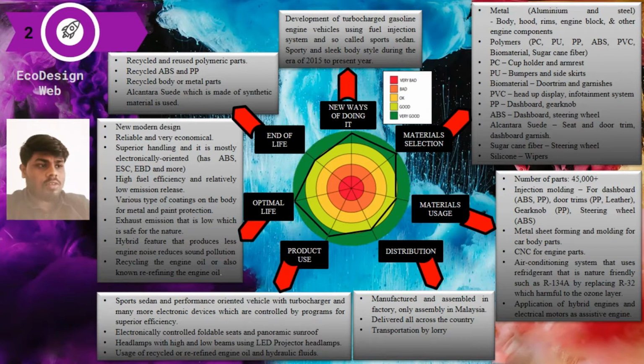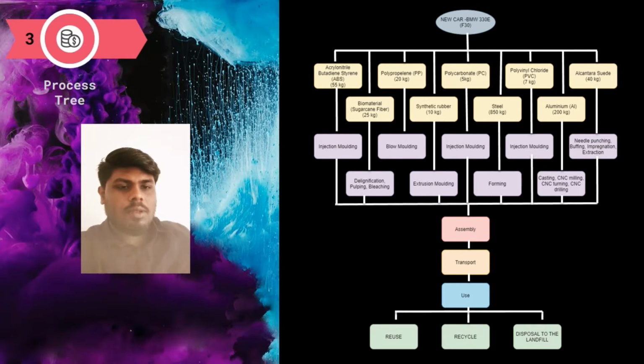Besides that, the choice of materials that BMW have chosen is considered sustainable because they have chosen materials like biomaterials, sugarcane fiber, recycled plastic, and many more. The third aspect will be process 3. In the first layer you can see some of the materials that BMW have chosen to achieve sustainability, and the second layer is the processes that were used to process the materials that were chosen.